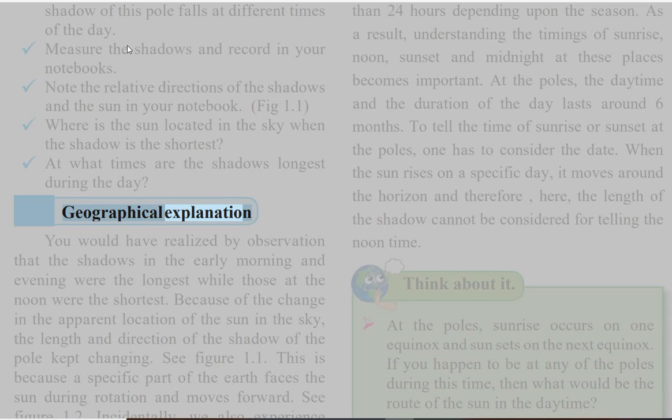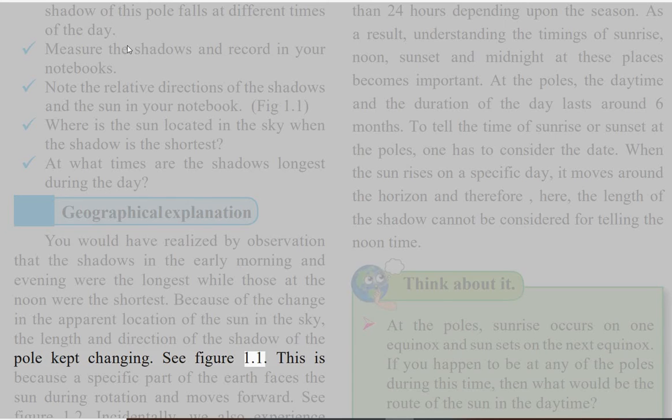Geographical explanation. You would have realized by observation that the shadows in the early morning and evening were the longest, while those at the noon were the shortest. Because of the change in the apparent location of the sun in the sky, the length and direction of the shadow of the pole kept changing.